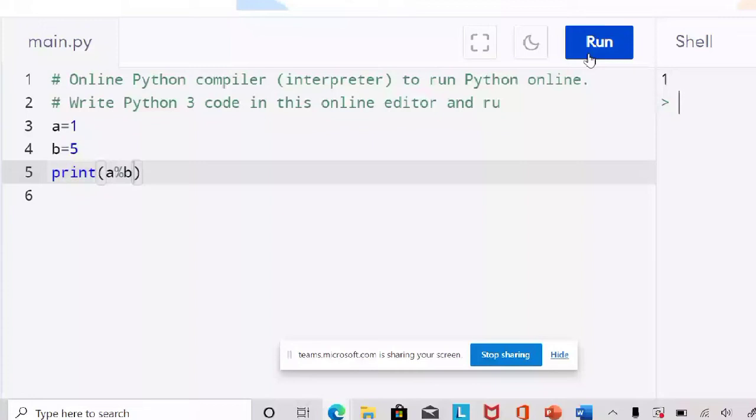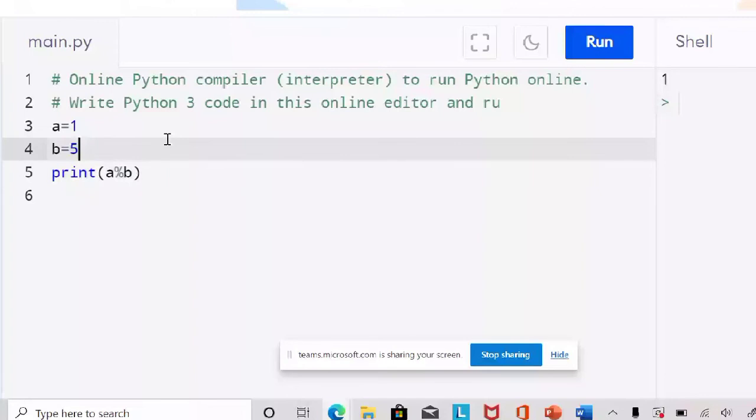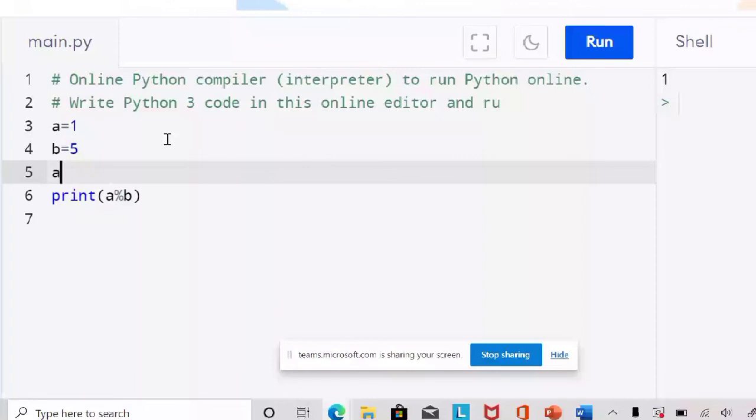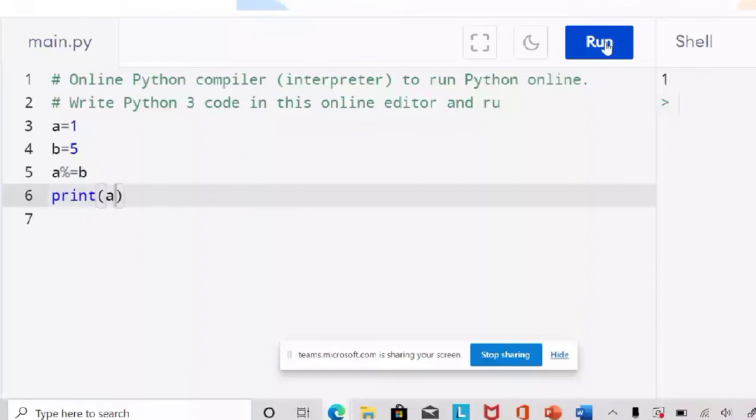So whether it is C or Python, whatever it is, what we have done here is we just wrote it like this, A mod equals B, and you are just printing its A value. This is what we wanted to check. So 1 is the answer, right? Yes.